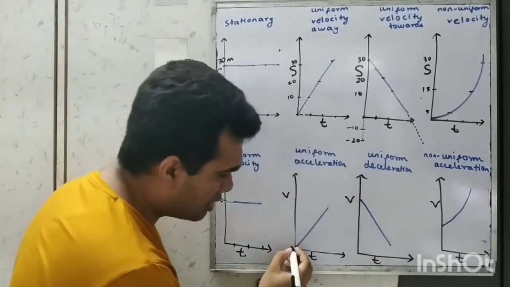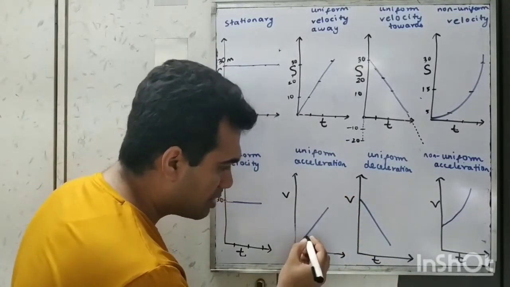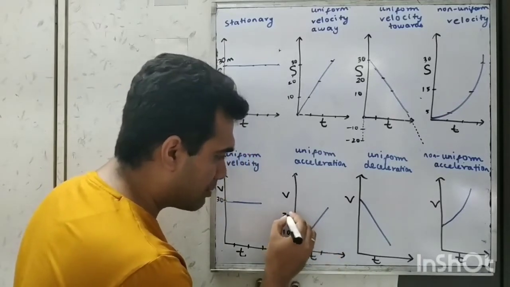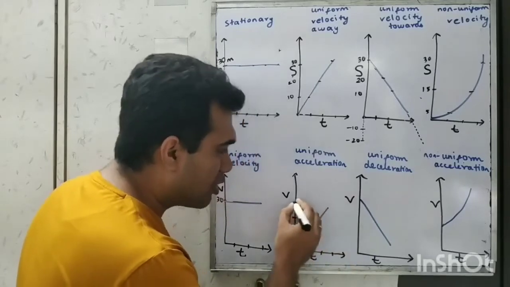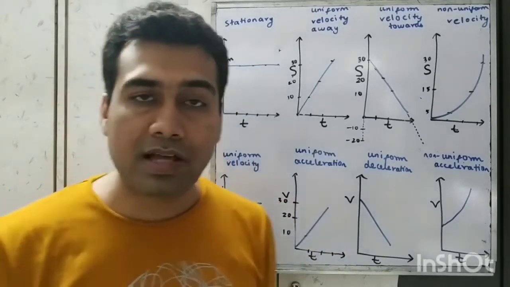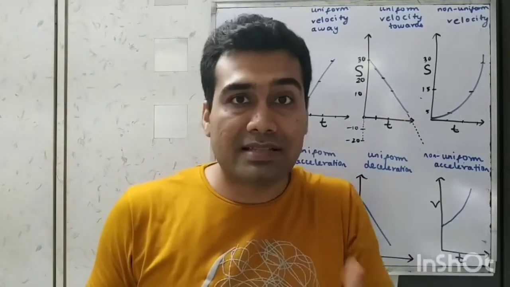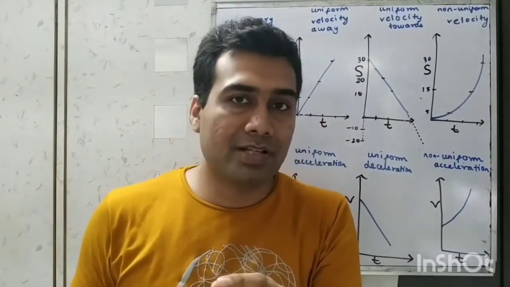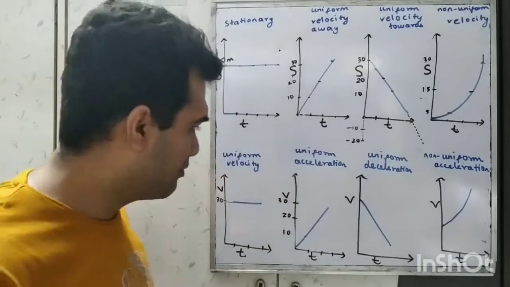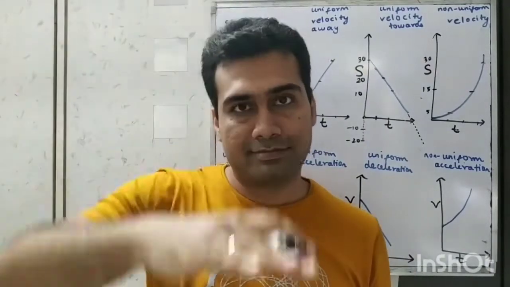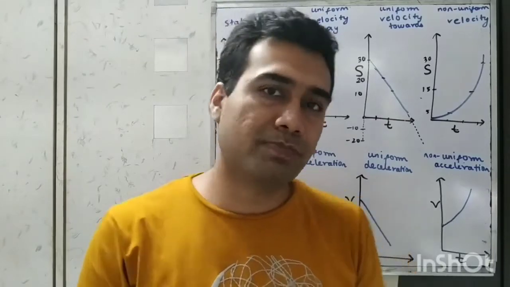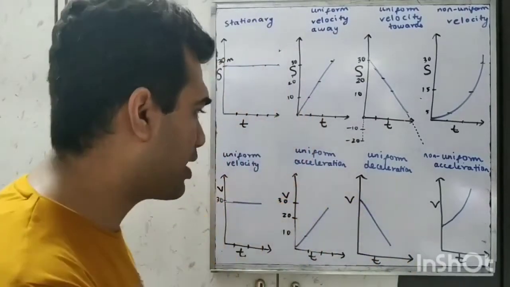Let's see how. So initially velocity is 0. After 1 second, the velocity became 10 meters per second. After 2 seconds, the velocity became 20 meters per second. After 3 seconds, the velocity became 30 meters per second, and so on. That means the velocity is increasing with time. That is an acceleration. And the increase in velocity is equal per unit time. So that's uniform acceleration. For example, an object falling down. It has uniform acceleration of approximately 10 meters per second square, or 9.8 meters per second square to be more precise.